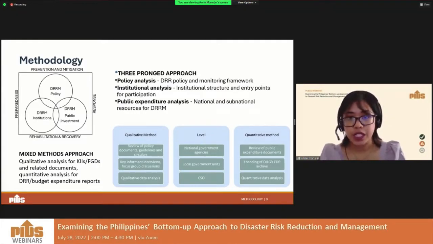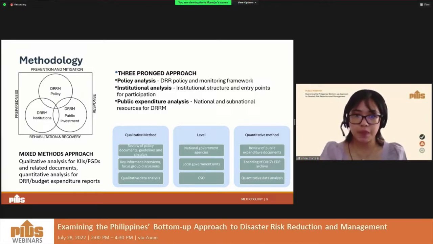For our methodology, we used a three-pronged approach using those three main aspects aforementioned in the objectives. And for mixed methods approach, we have a quantitative data from the DILG's full disclosure portal. So we encoded the LGU submissions for DRRM reports there. And then we triangulated this with KIIs and FGDs with our agencies and key experts and other stakeholders.